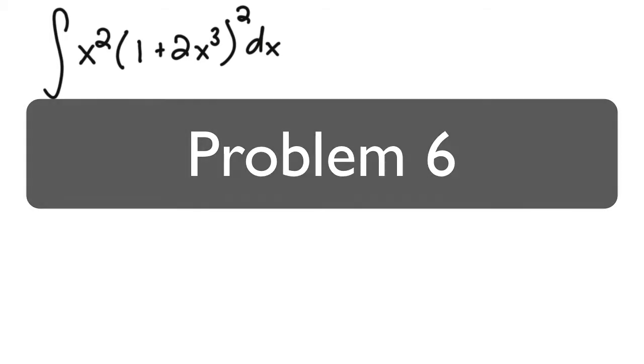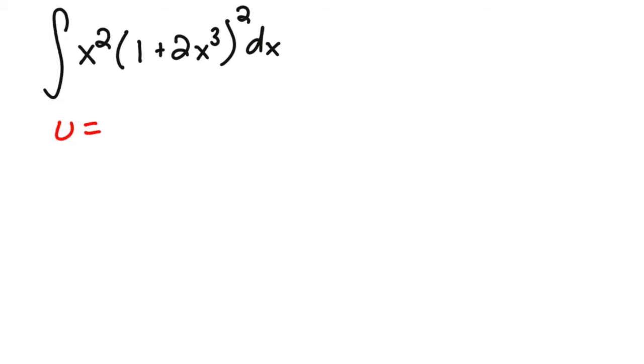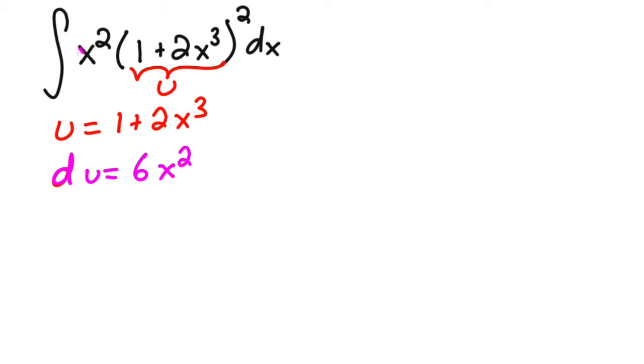Okay, so in this one, you ask yourself, do you have a part of here where its derivative is also inside the integral? Well, yeah, right, because if you pick u to be this inside part of the function, 1 plus 2x cubed, its derivative is equal to 6x squared, and you have an x squared right here. Sorry, dx. So all you need is the 6. Well, that's easy to deal with because you just multiply by 6 and then divide by 6.